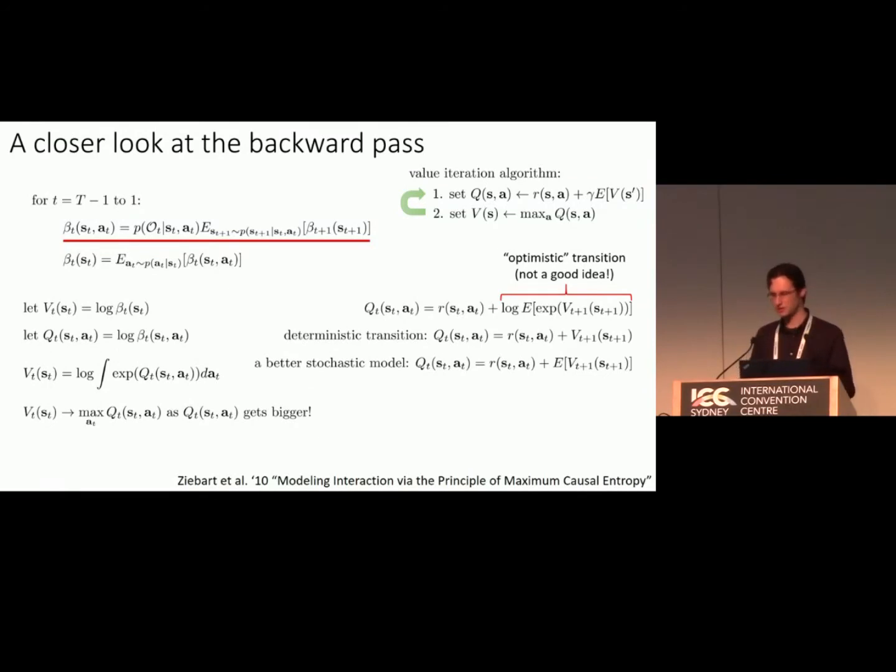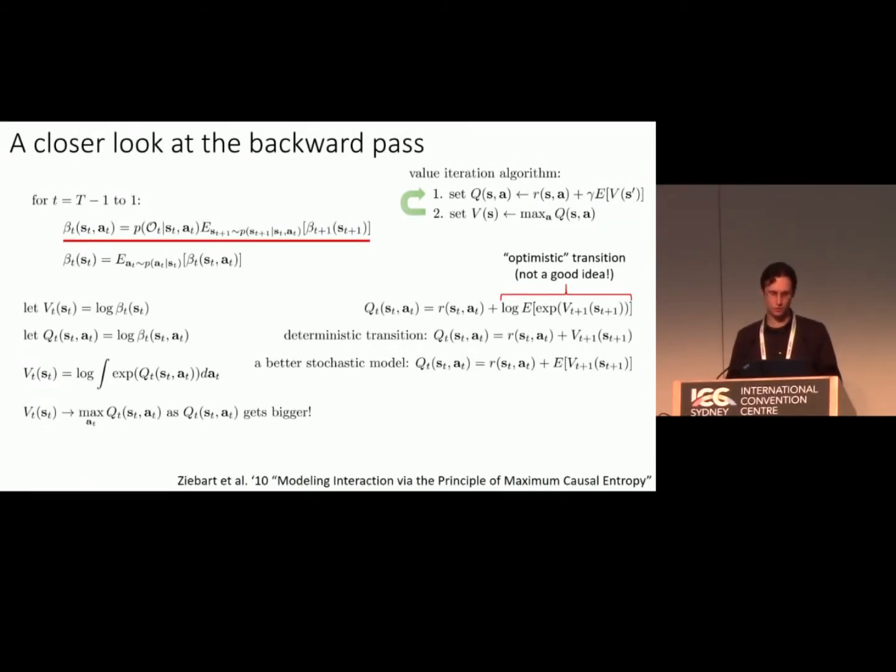So it turns out that you can write a more complex probabilistic graphical model, which I won't present here because it's a little bit involved, but it's discussed in more detail in this work by Brian Ziebart called Modeling Interaction via the Principle of Maximum Causal Entropy. And in that more complex graphical model, you actually do get Q's that are equal to r plus the expectation of the next value. This is a better way to do it.